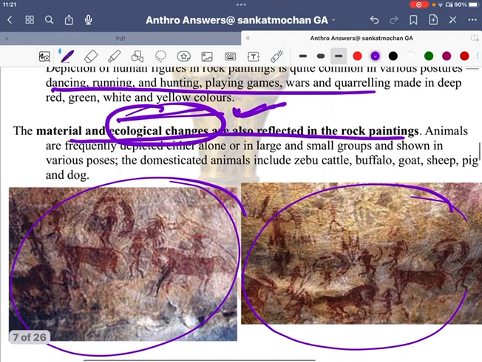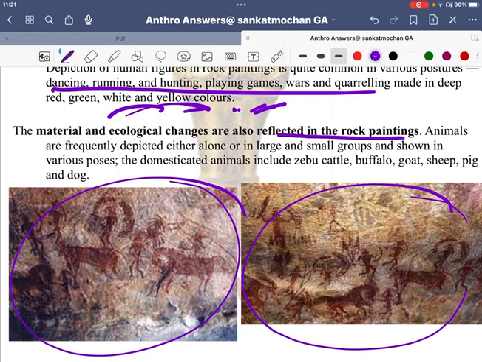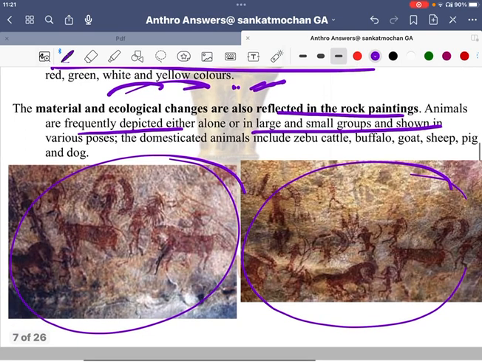Animals are frequently depicted either alone or in large and small groups, as shown in various postures. The domestic animals also include various cattle, buffalo, goat, sheep, pig. What they can rear is what they draw.